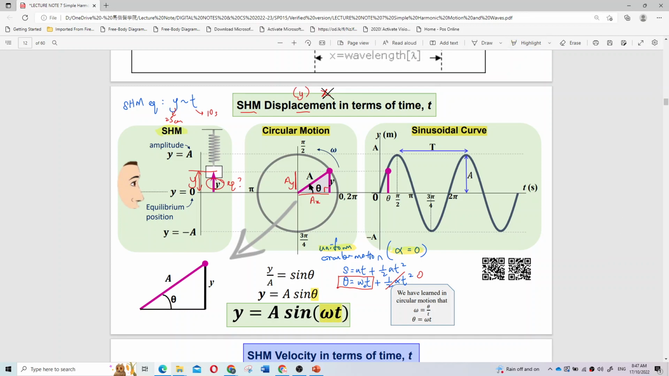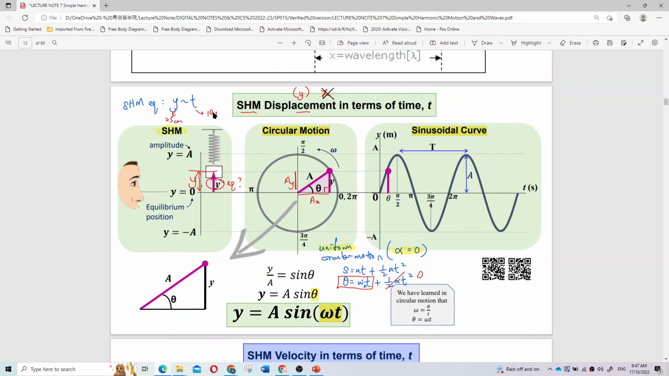What is theta? Theta is the angular displacement. So we can change the theta into omega t, and we have a function of time over here. We need the time because, as I said just now, our objective is to find an equation of displacement against time.